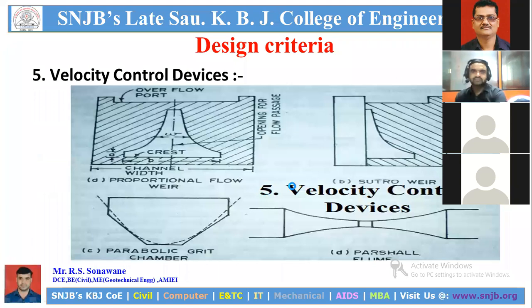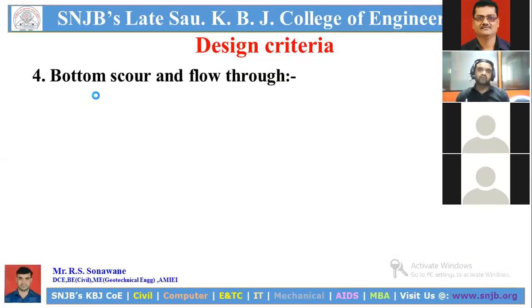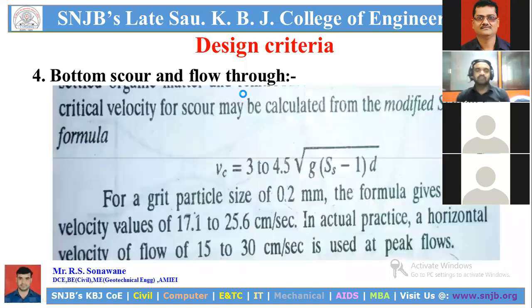Then in the design criteria, the fourth one is bottom scour and the flow through. That is a very important scouring action. It may happen in any chamber or any unit of a sewage treatment plant. The critical velocity for scour may be calculated from the modified Shields formula, and that formula is Vc.